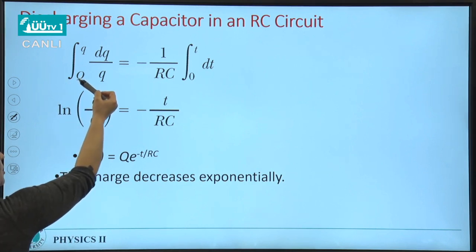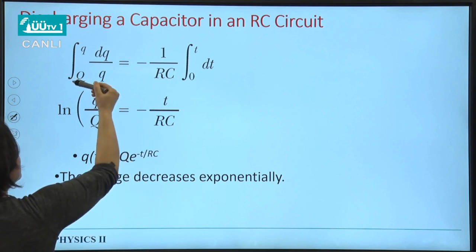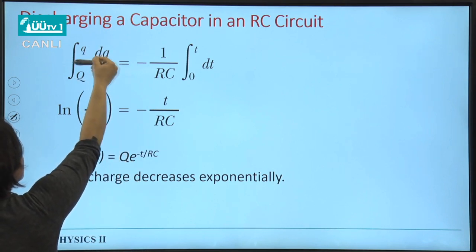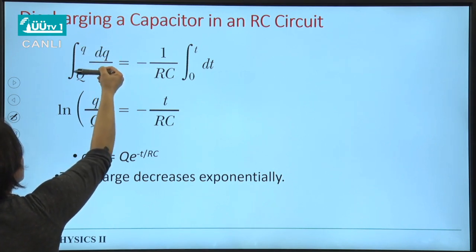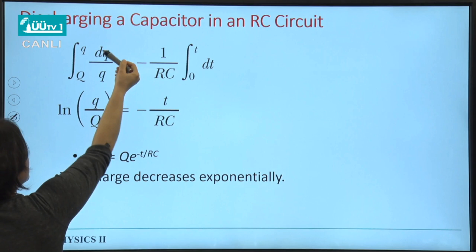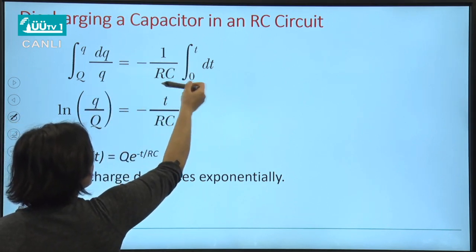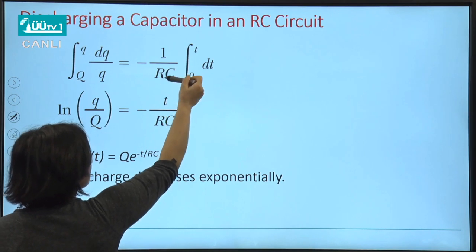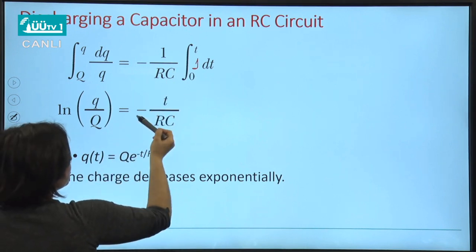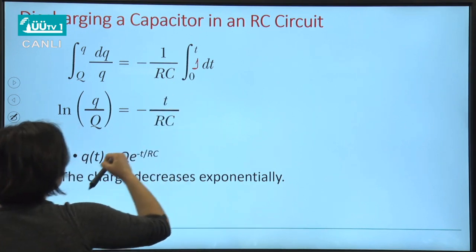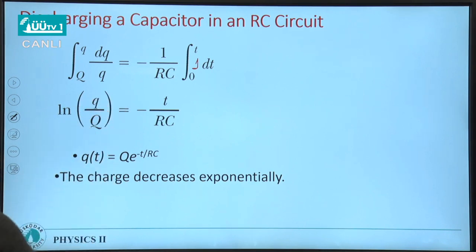This is the maximum charge, because now we start from the maximum charge of the capacitor to any moment in this process. So we have an integration from capital Q to q, dq over q equals minus 1 over RC, constant again, so I take it out of the integration, and here again I have the integral of dt. That side, as you know, is minus t over RC. The other side will be ln of q over capital Q.